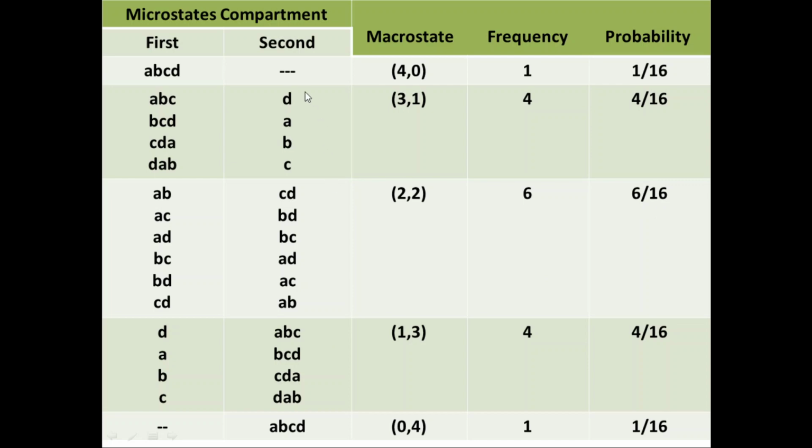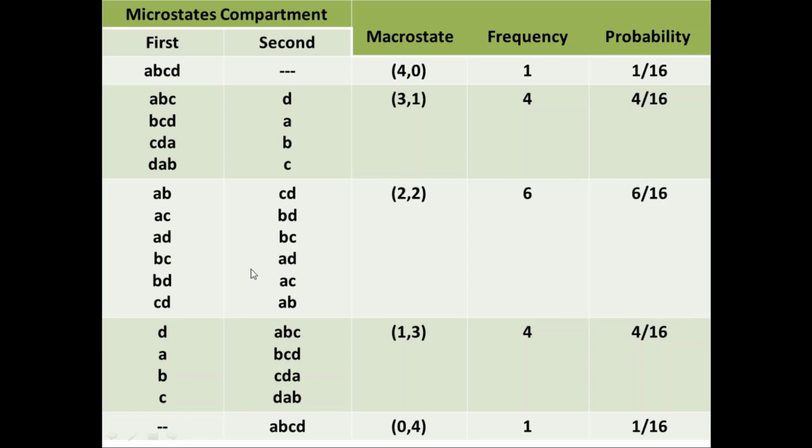Now next we can interchange the particles between the compartments. That is, the particles of the second compartment are moved into the first compartment, and the first compartment's particles are moved into the second compartment. So the macrostate is also changed. Here the first compartment has 1 particle and the second compartment has 3. That is the reciprocal of the earlier case, which was 3, 1. In this case it is 1, 3. But the frequency, that is the number of microstates, remains the same, that is 4, and the probability also remains the same, 4/16.